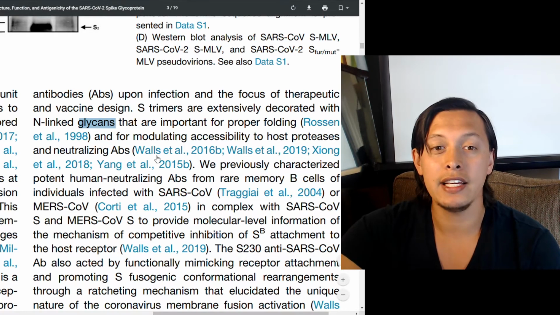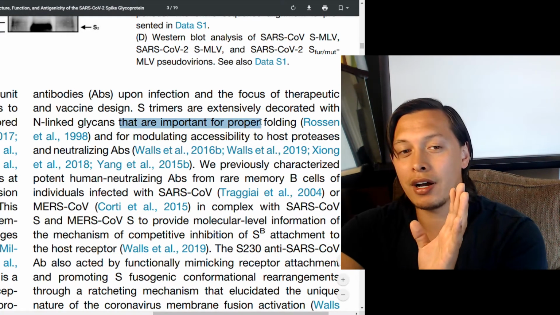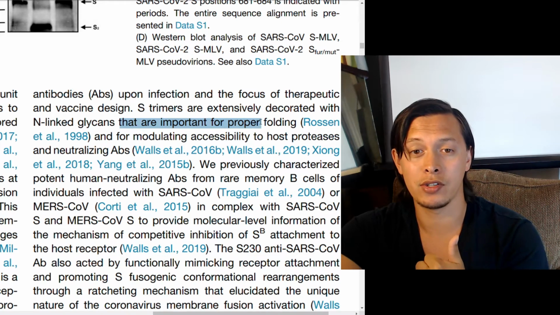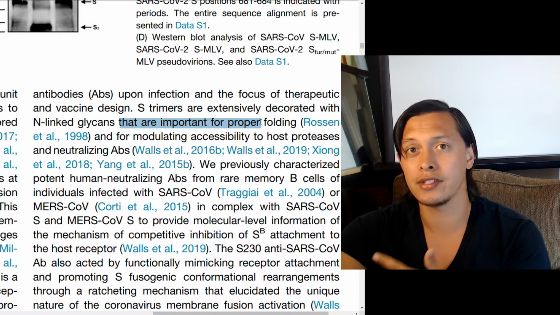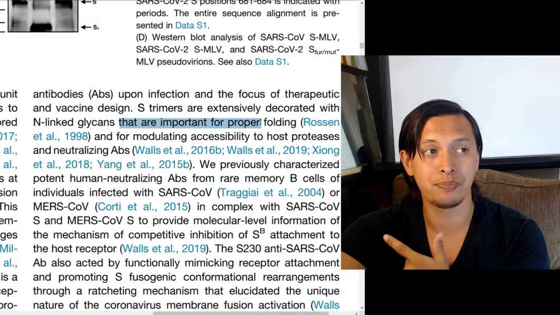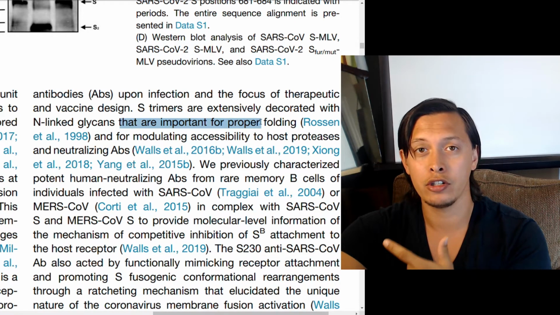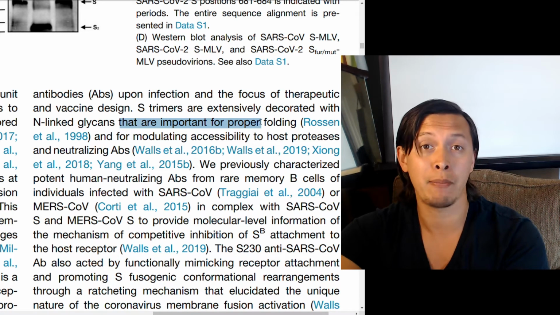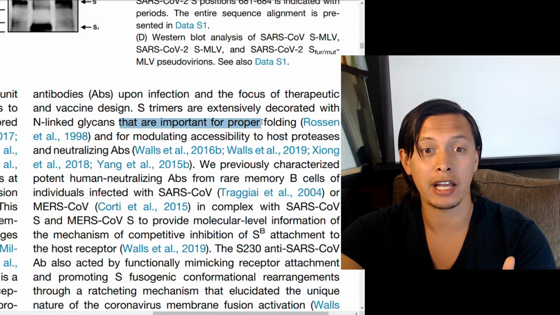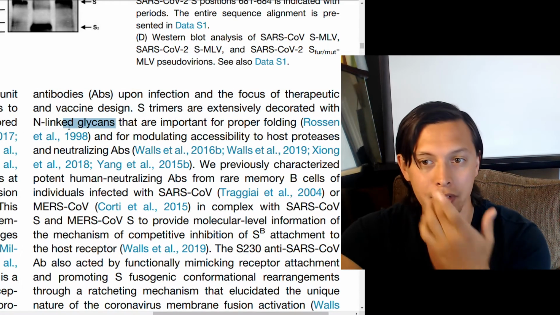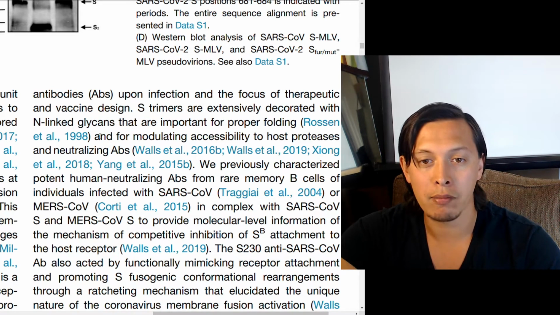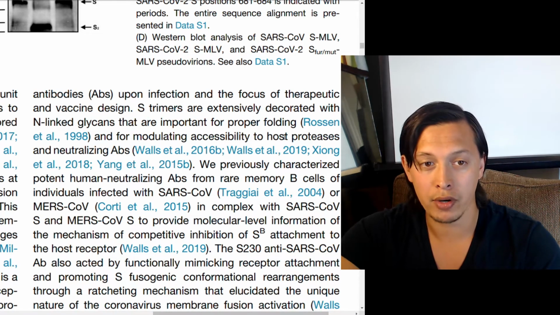And this glycosylation is the process that is important for proper folding. It's also good at protecting certain areas. It's also important in telling the cell where it should be putting proteins. So it's a way to communicate with the environment what should happen to the proteins that end up getting glycosylated and then get turned into glycoproteins. So N-linked glycans are important for proper folding and for modulating accessibility to host proteases and neutralizing antibodies.